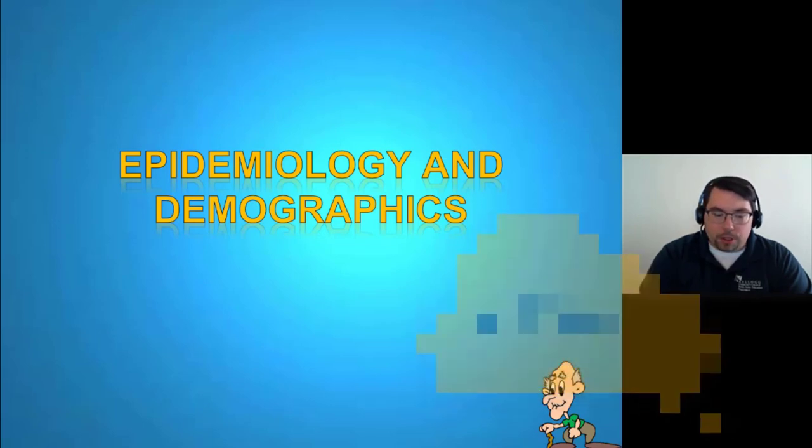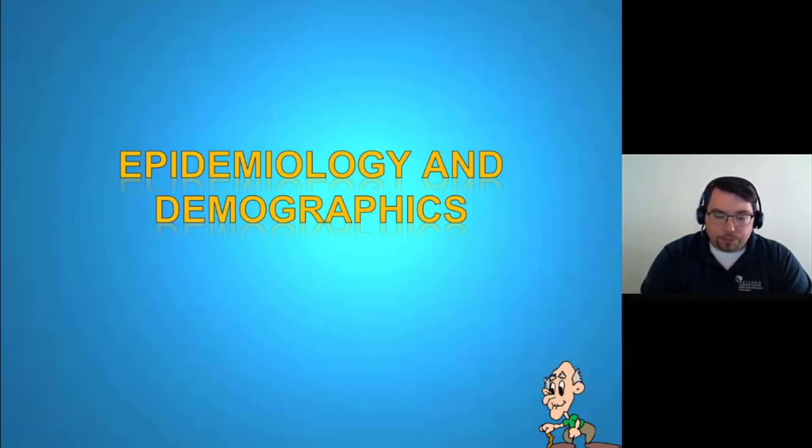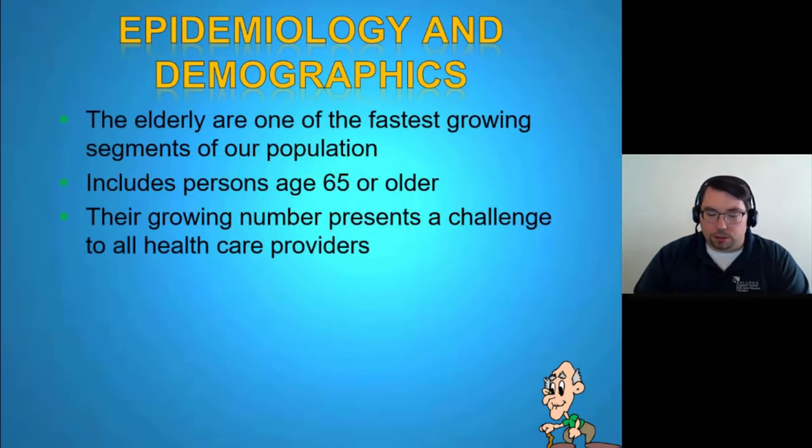We also know that the purpose of this chapter and this presentation is to present some of the most common physiological changes associated with aging, and the implications of those changes for the quality of EMS care provided to the elderly patient. We do know that the elderly patient is one of the fastest growing segments of our population. It includes anyone who's older than the age of 65.